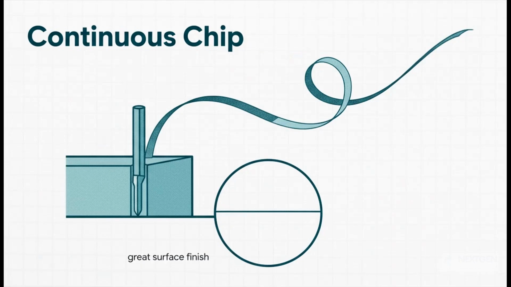On the other hand, if you're cutting a more flexible or ductile material, think aluminum, and you're doing it at high speed, you get this, a beautiful, long, flowing ribbon of metal.